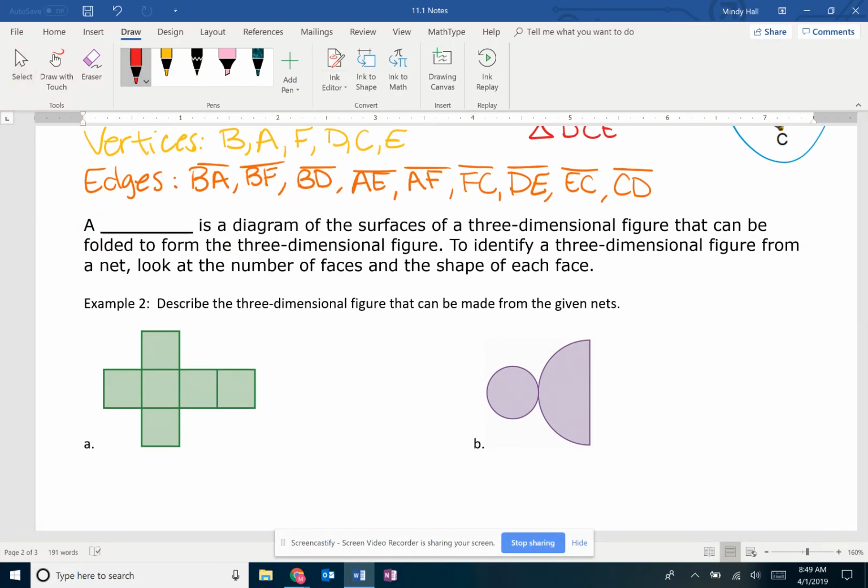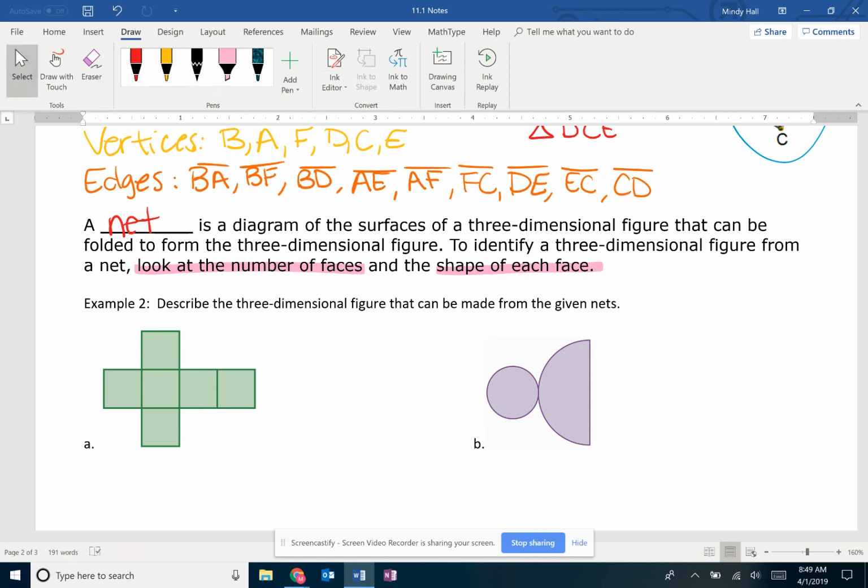All right, so the next thing is called a net. And a net is a diagram of the surfaces of a three-dimensional figure that can be folded to form the three-dimensional figure. To identify a three-dimensional figure from a net, look at the number of faces and the shape of each face.